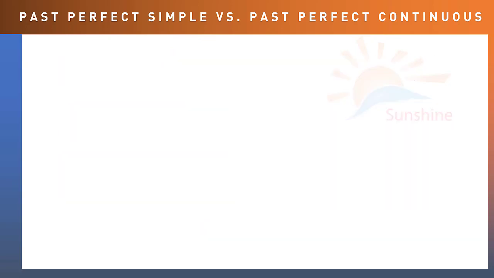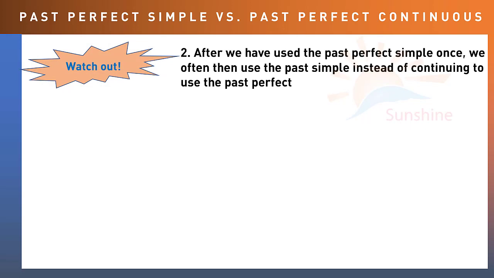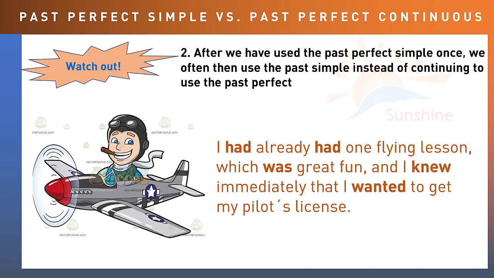After we have used the past perfect simple once, we often then use the past simple instead of continuing to use the past perfect. For example, I had already had one flying lesson, which was great fun, and I knew immediately that I wanted to get my pilot's license. The past perfect simple is used at the beginning of this sentence. I had already had. After this, we continue the sentence using past simple.